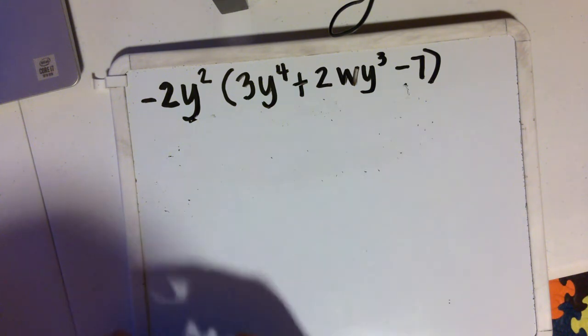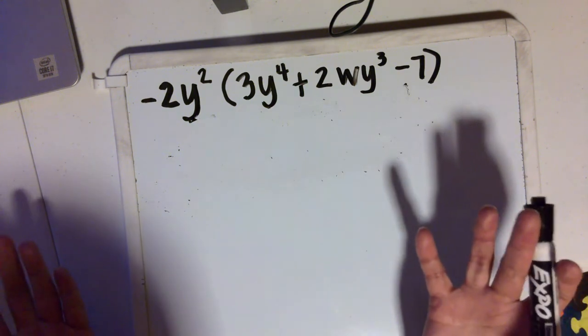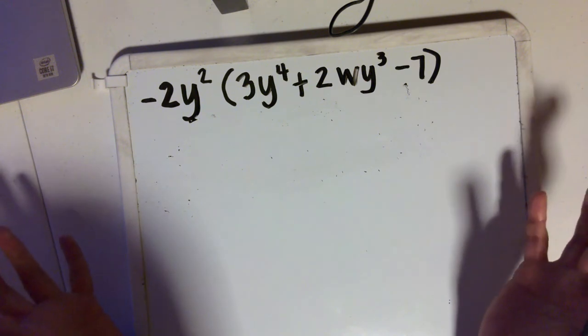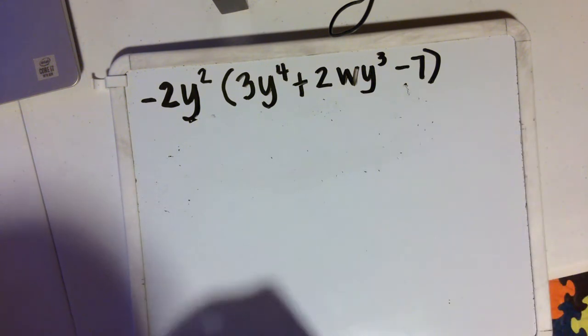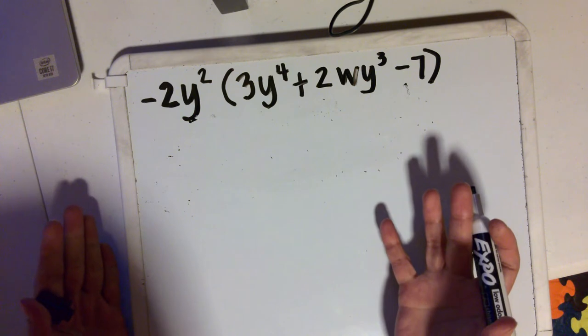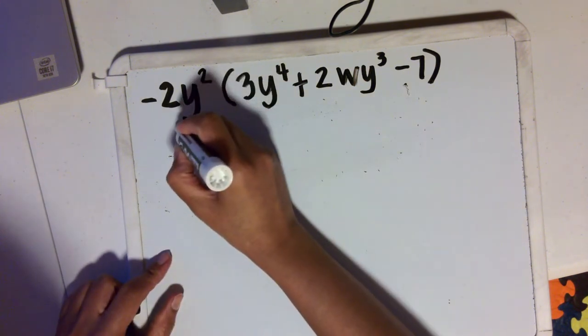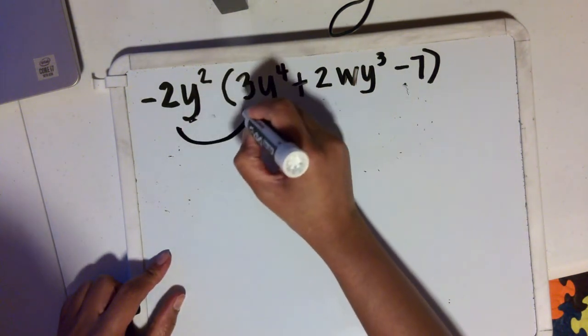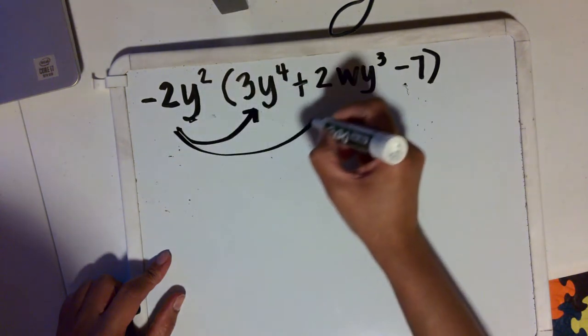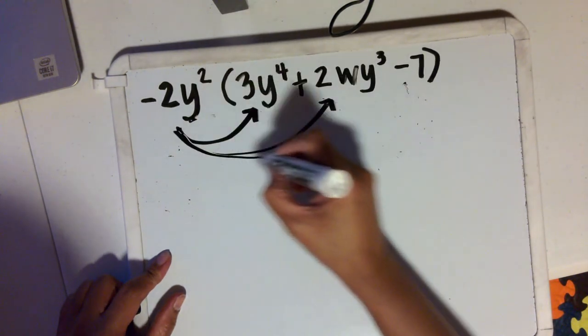So to simplify, you remove all of the grouping symbols. But to do that, you have to apply the distributive property of multiplication. So negative 2y squared will be multiplied by every term. That's what the distributive property allows you to do.